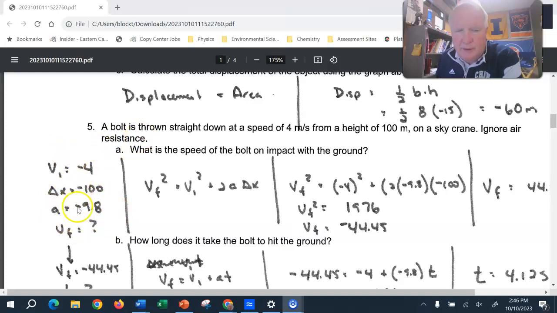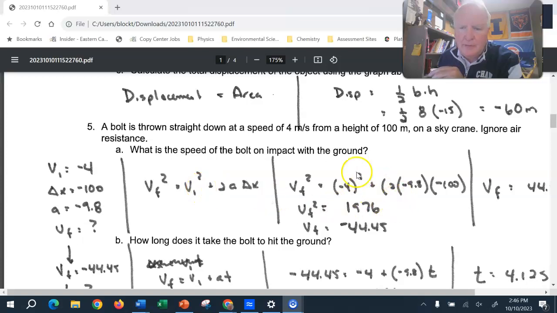And so when we make our list of all the things we have, VI and VF and delta X. So remember our equations, the two on the right have delta X on it. Which one has both velocities? The one on the far right, that's this one, and we use that to calculate the velocity.